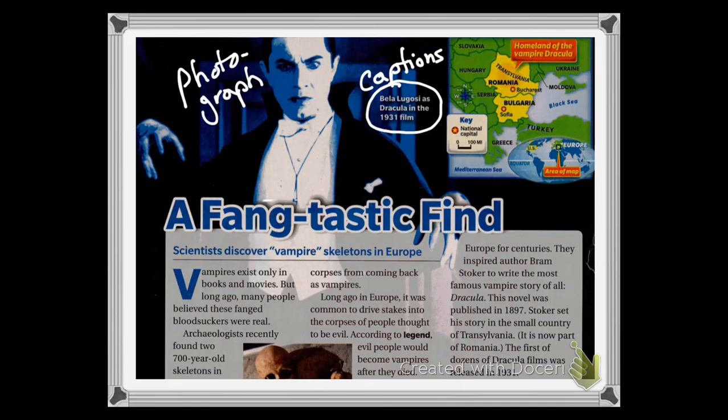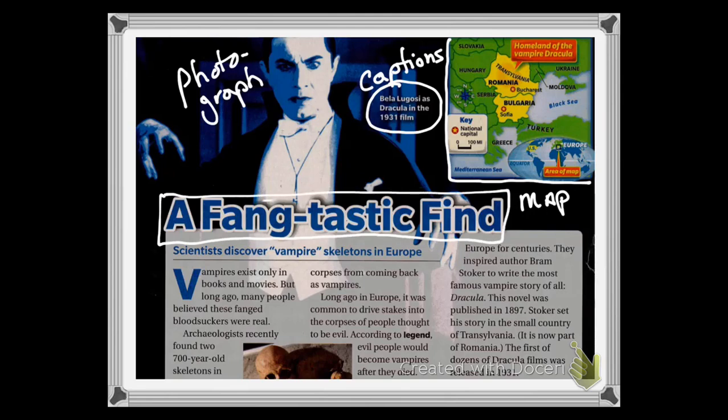Kind of creepy. Then over here on the right-hand side is another important text feature, and this is called a map. And another one over here, this is something that you already know, and it's called the title. That's an important text feature. And something that might be new to you is this right over here. This is called a deck. A deck basically tells you what you're going to be reading about.